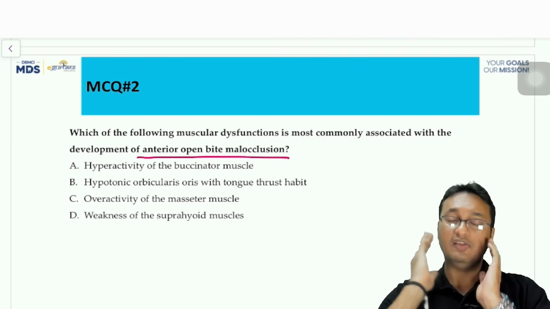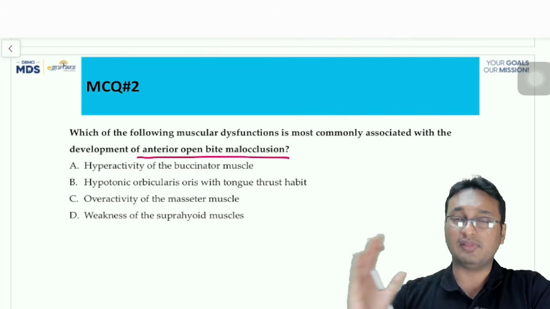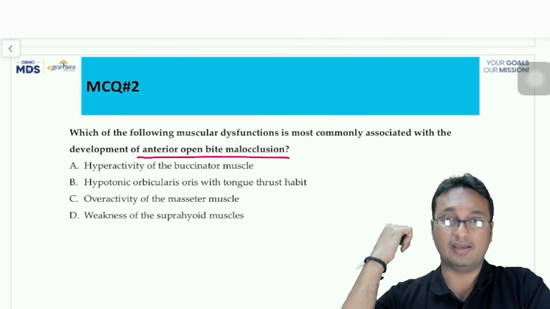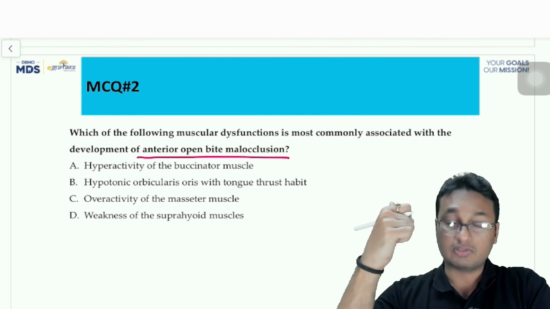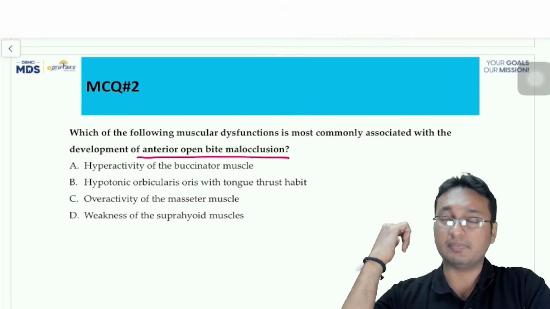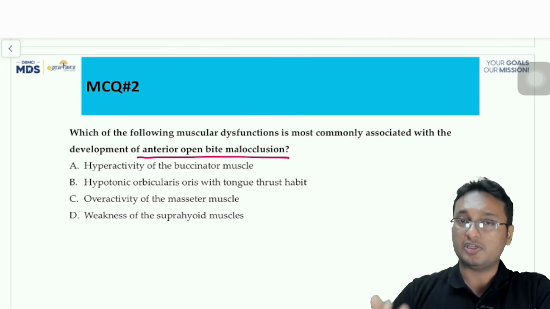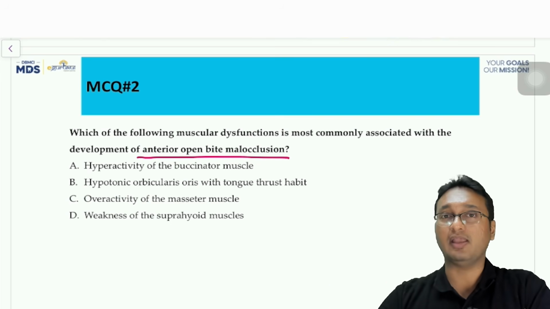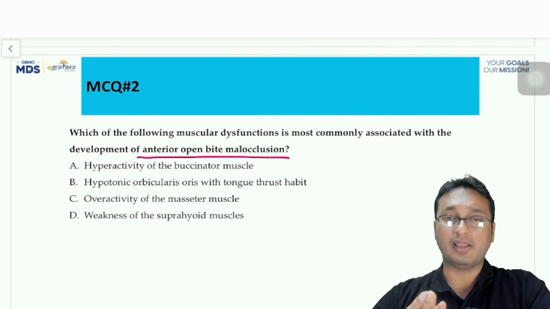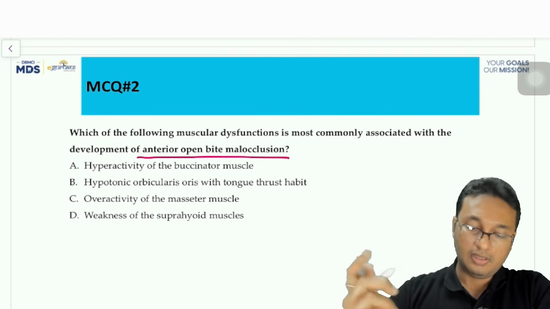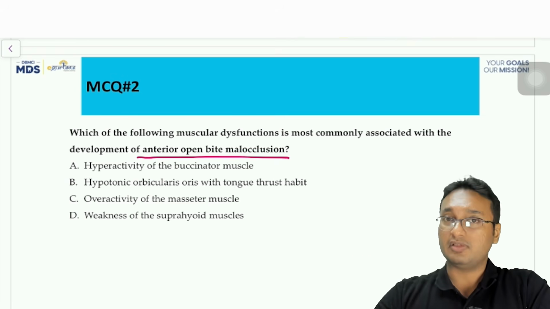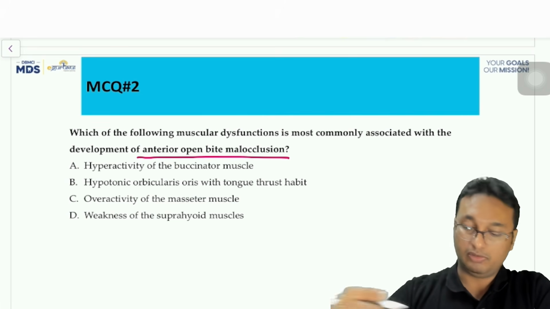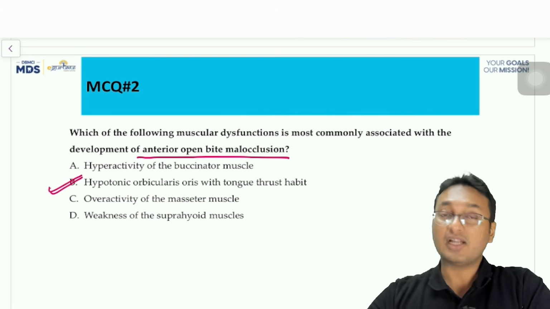If the buccinator muscle is more active than the tongue, what can happen? We can observe constriction of the maxillary arch, either unilaterally or bilaterally. That's what we have seen earlier in case of disturbance of the buccinator mechanism, when the patient has the thumb sucking habit. In that case, the buccinator mechanism is disturbed, and we see a constricted maxillary arch. Hypotonic orbicularis oris with tongue thrusting habit is the only causative factor behind anterior open bite malocclusion. Okay.